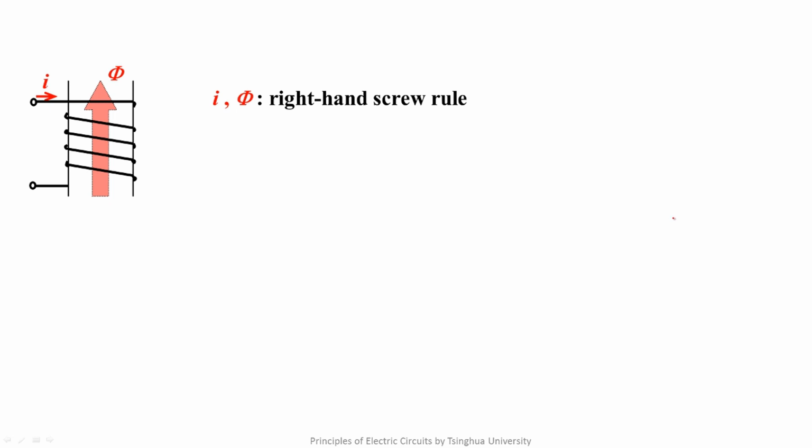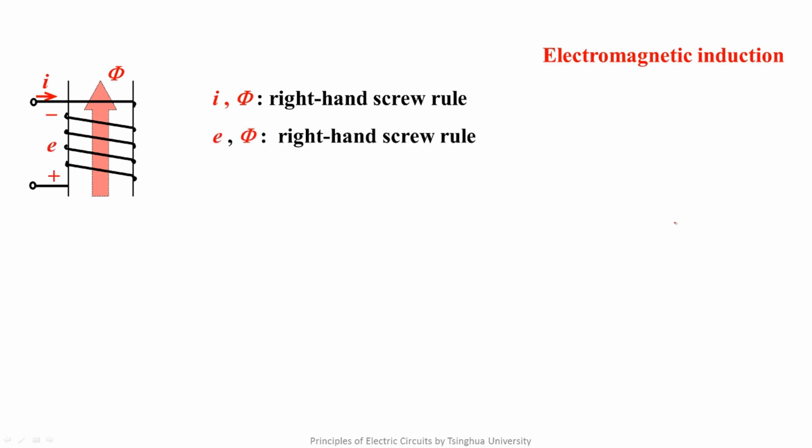According to Faraday's law of electromagnetic induction, magnetic flux and electromotive force also have a right-hand relation. That is to say, the thumb of the right hand refers to the direction of the magnetic flux, and the remaining four fingers refer to the direction of the electromotive force, that is the direction of the potential rise, that is negative above and positive below. Under such a reference direction, based on Faraday's law, we have E equals minus d psi over dt. If L is a constant value, that is minus L times di over dt.